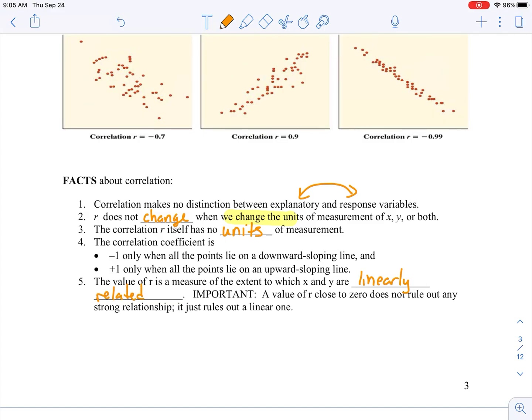Important, a value of R close to 0 does not rule out a strong relationship. It just rules out a linear one. So again, if we were to take something like this, this is going to have an R near 0. However, there is a distinct quadratic relationship here. It just does not have a linear relationship. So that is what that statement is trying to tell me.